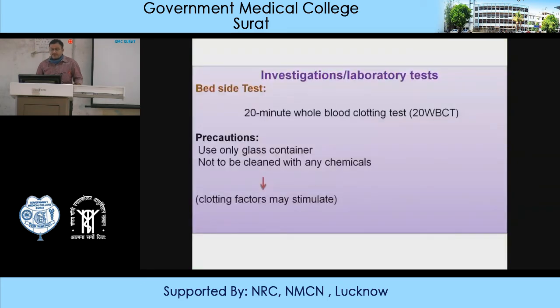Now, investigation, laboratory tests. Bedside test: the 20-minute whole blood clotting test, 20 WBCT. Use only a glass container, not to be cleaned with any chemical, as a chemical may stimulate the clotting factors.